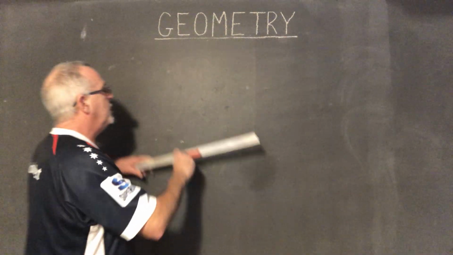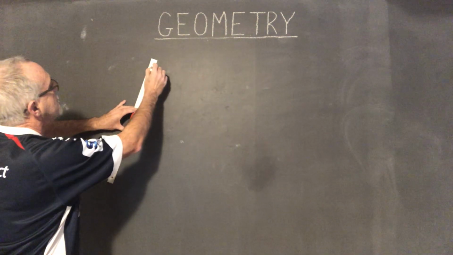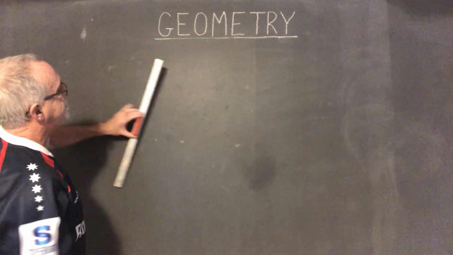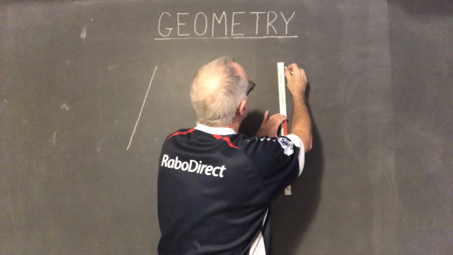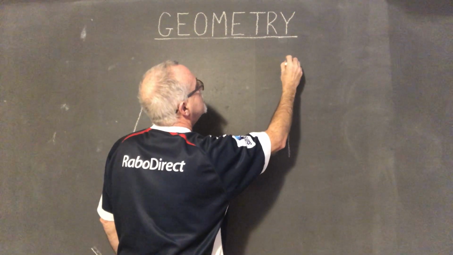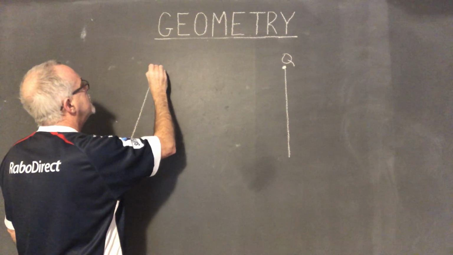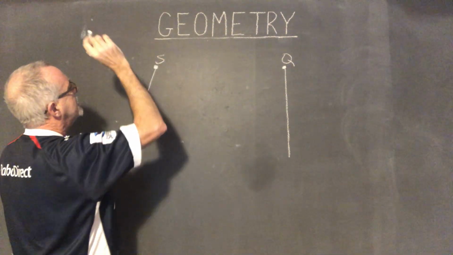Let's start with a couple of lines, and the lines do not have to always be horizontal, so I'm going to put this line like this, and I'm going to put this line like this. I'm going to name this vertex Q, and I'm going to name this vertex S.